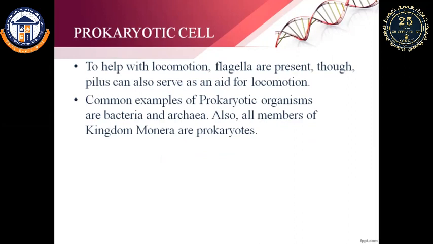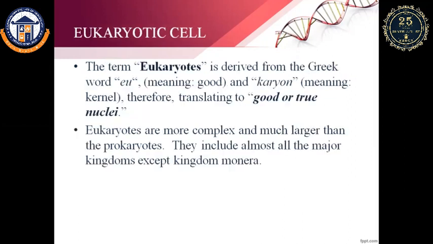Common examples of prokaryotic cells come under the kingdom Monera and Archaea. In the five kingdom classification, we have Monera, Protista, Fungi, Plantae, and Animalia, and the maximum number of members of Monera are prokaryotic cells. Eukaryotes can also be called cells which have a true nucleus.